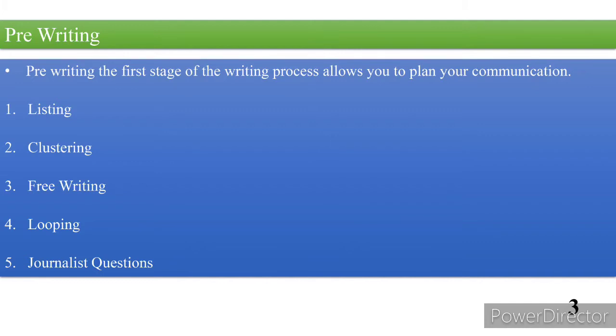So again, first you have the phase of listing, then you have the phase of clustering, and after that there is the phase of free writing. So these three phases. And the fourth one is looping.